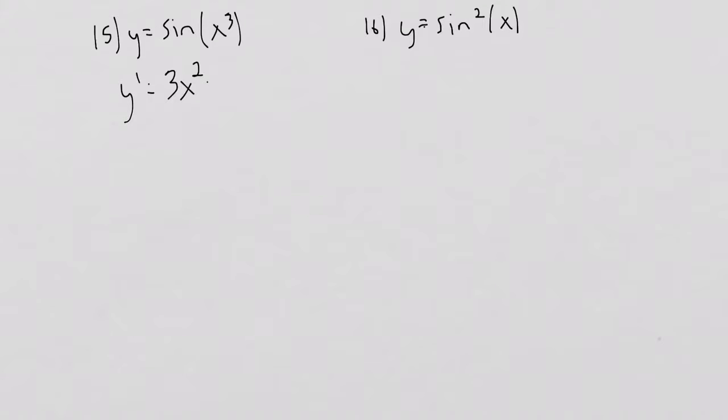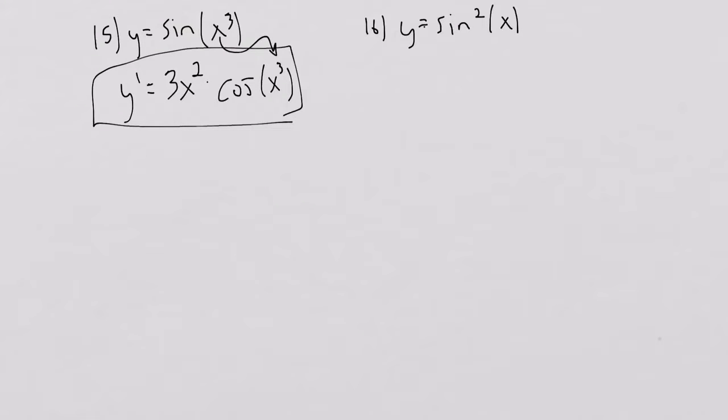Next function is sine of. So the derivative of sine of is a cosine of. And then remember, this slides in here, so I get my x cubed like that. And that's good how it's written, so I'm not going to simplify it.